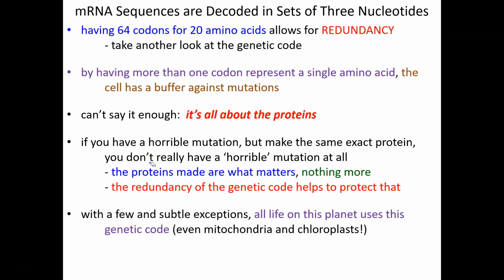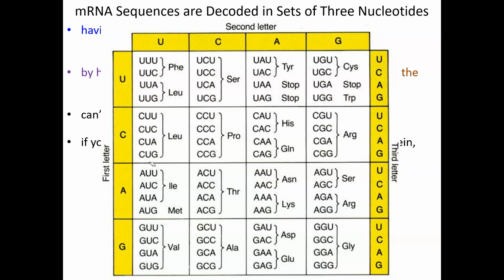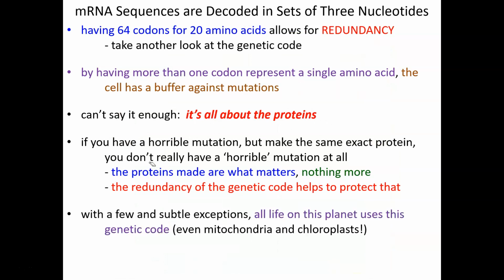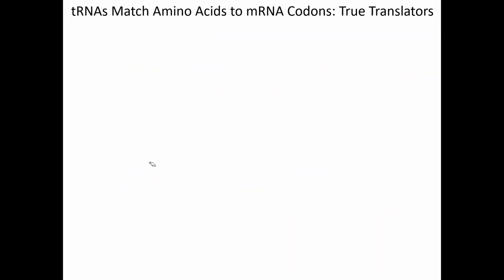So with a very, very small number of subtle exceptions, all life on this planet uses this genetic code for its translation. We are all unified through evolution, and this is the universal genetic code for all information, all life on Earth, including chloroplasts, mitochondria, and single-celled bacteria.